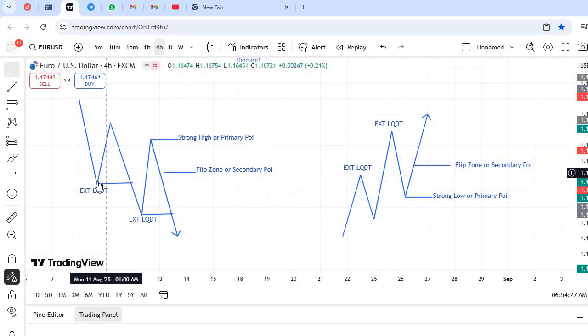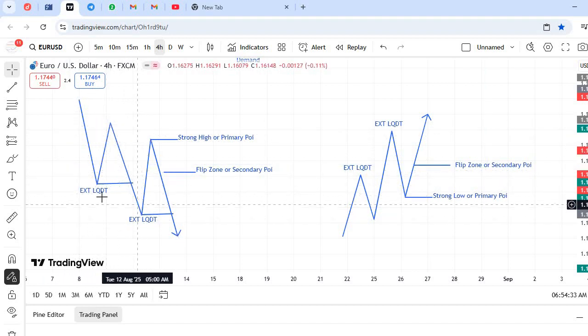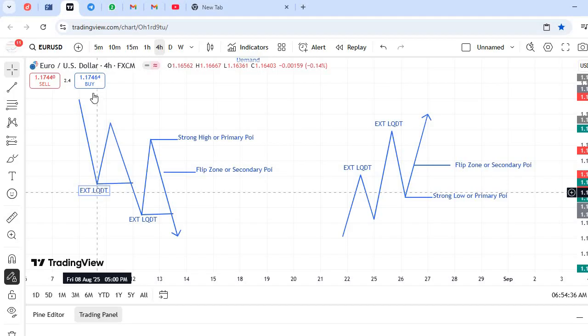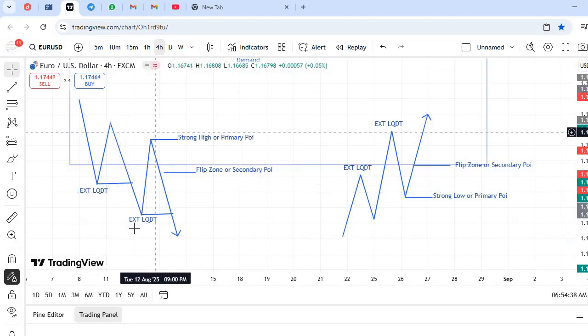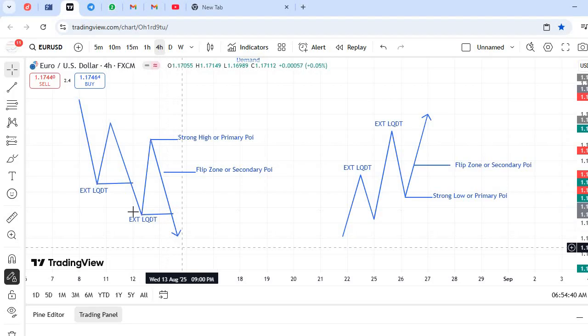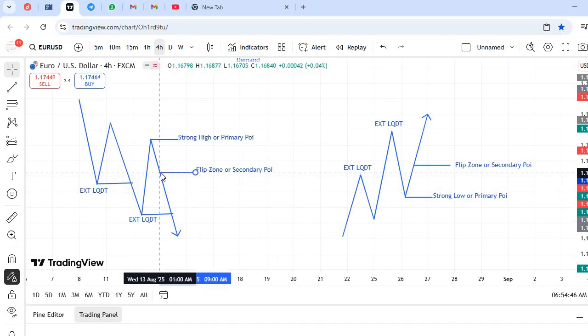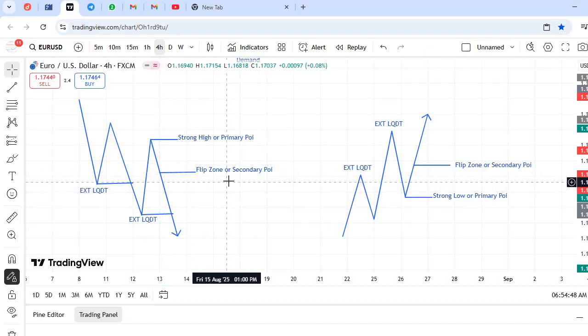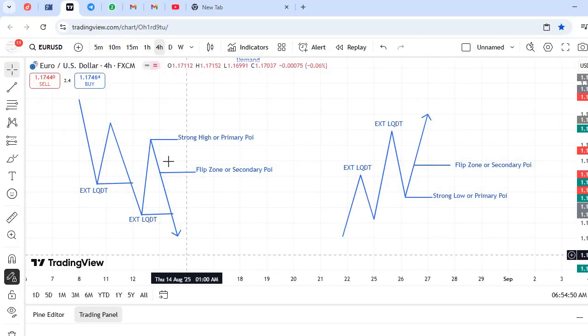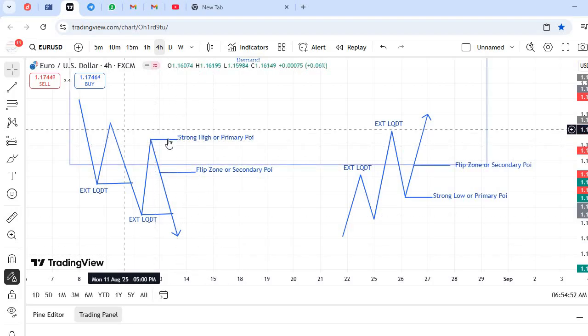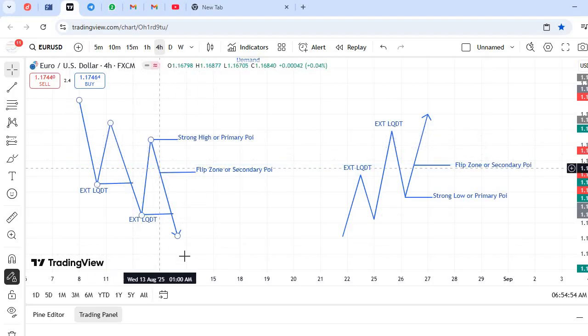So now, since this last low has been taken out, this is an external liquidity. So it is expected that the low is taken out because it's a weak low and it's a downtrend. Now, look at this one also. This low too has been taken out, it is an external liquidity. Now, in a downtrend, the high sustains the trend.